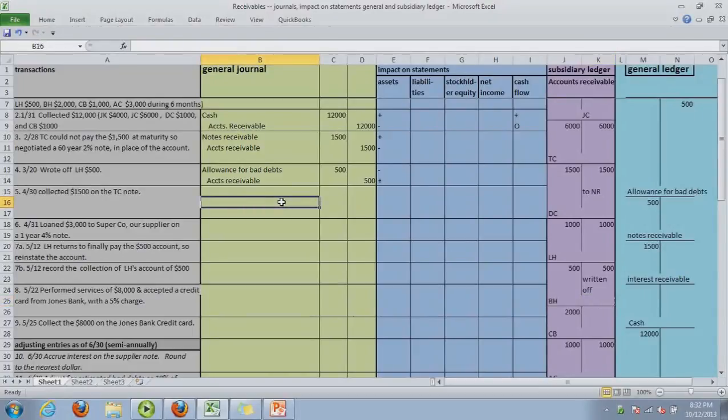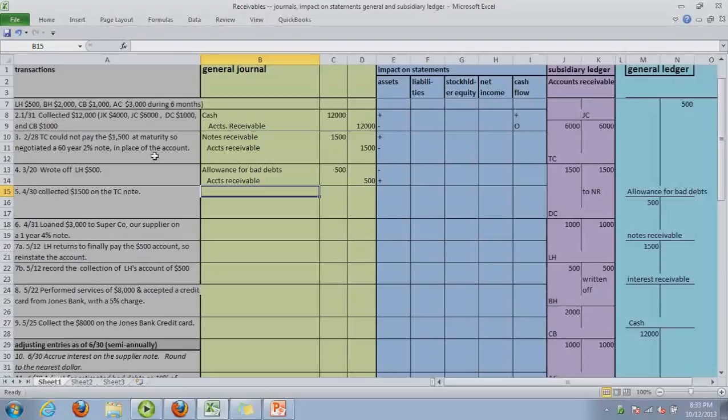Okay, so now we go on and we collected the TC note. Okay, TC was up here. 60 days have passed very quickly. Time does seem like that sometimes. And we need to collect the note. So normally you'd have like cash and accounts receivable like this entry. We're going to use cash and notes receivable.